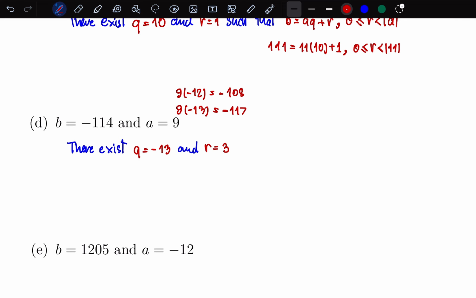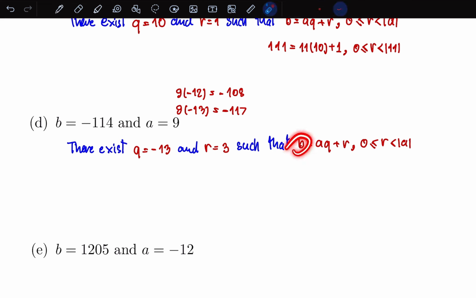Remainder is 3, such that B, which is AQ plus R, where R is greater than or equal to 0, less than the absolute value of A. What about B? B is minus 114. What is A? A is 9, Q is minus 13.